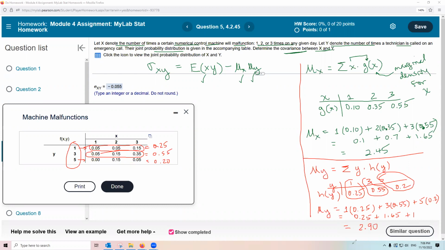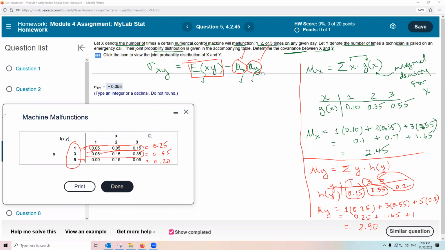2.90, I think. All right, so we have mu sub x, the mean of x, we have mu sub y, the mean of y. The only thing we're missing is this expected value of x times y. Well, to find this, what we have to do is form all of the multiplications of x times y times their probability from this table.